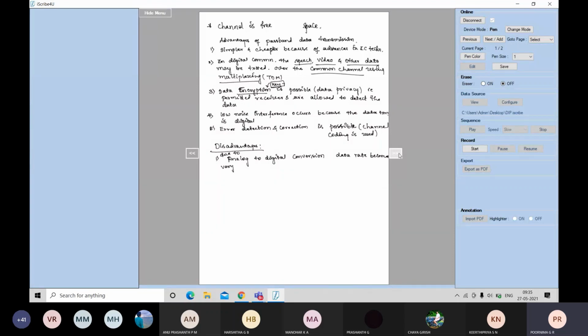Whenever the data rate becomes very high, what is another disadvantage you will face, with the data you need to transmit over the channel? What is the problem as a designer? Yes, one of you can answer. The one disadvantage is bandwidth. The requirement will be more.